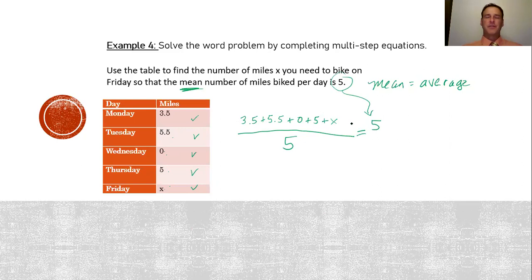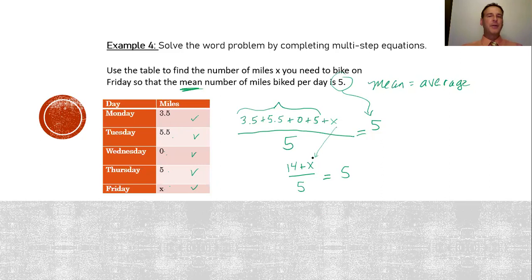Okay, you want the average equal to 5, so add them all up, divide by 5. All right, now let's make this nicer. This mess on the top, let's add these up. And you can use a calculator if you want, but 3.5 plus 5.5 is 9, okay? Plus 5 is 14, okay? Plus that x, don't forget it.